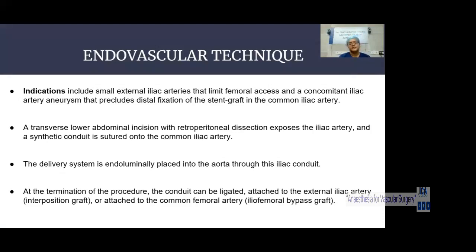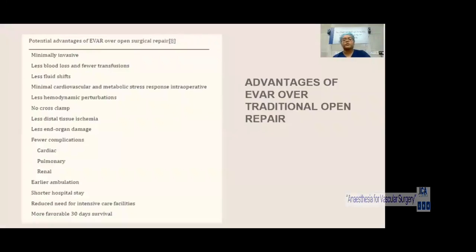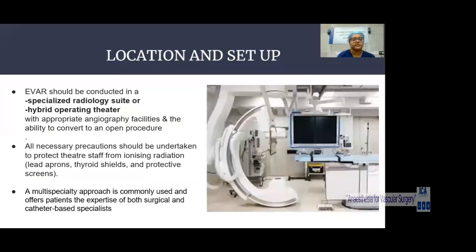A transverse lower abdominal incision with retroperitoneal dissection exposes the iliac artery and a synthetic conduit is sutured onto it. The delivery system can be endoluminally placed into the aorta through the iliac conduit. At the termination of the procedure, the conduit can be ligated and attached to the external iliac artery or to the common femoral artery. These are the advantages endovascular repair offers over open repair: less blood loss and fewer transfusions, less fluid shifts, less hemodynamic disturbances, no cross clamping, less distal tissue ischemia and end organ damage, earlier ambulation, shorter hospital stay, reduced ICU care, and a more favorable 30-day survival.